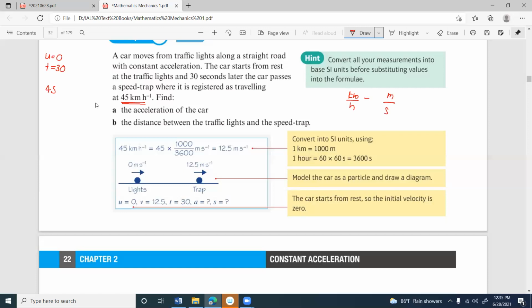How to convert kilometers into meters? Multiply by 1000. How to convert hours into seconds? Multiply by 60 into 60, hours into minutes 60, then 60. So it should be multiply by 1000 and divide by 3600. It turns out to be 12.5 meters per second. Right. Now you know that is V.